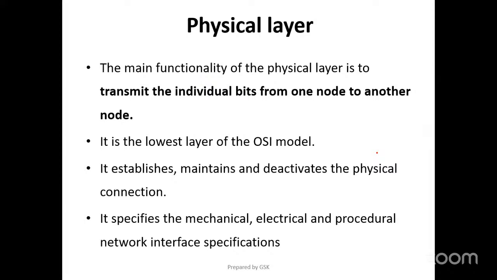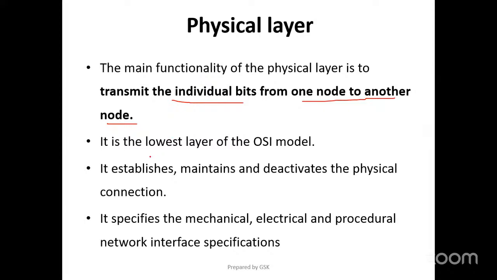The main functionality of the physical layer is to transmit individual bits from one node to another node. If you want to transmit any data in the physical layer, the data is transmitted in the form of bits from one node to another node. So that is the major functionality of the physical layer.